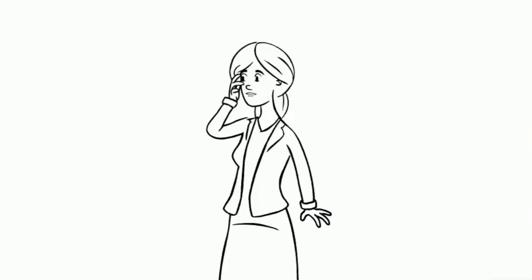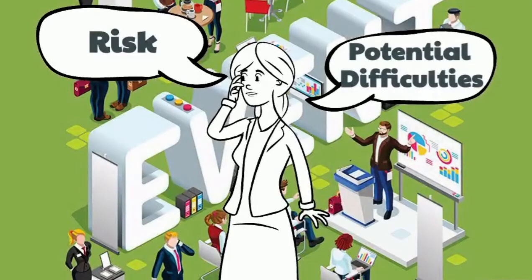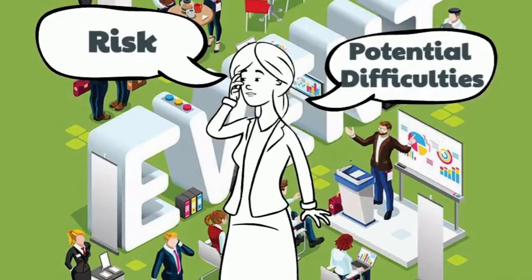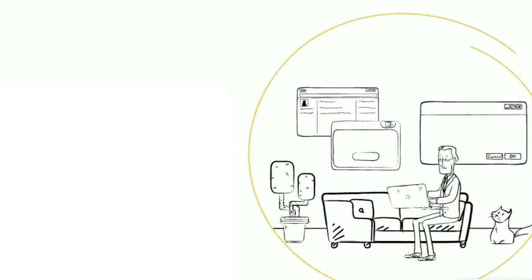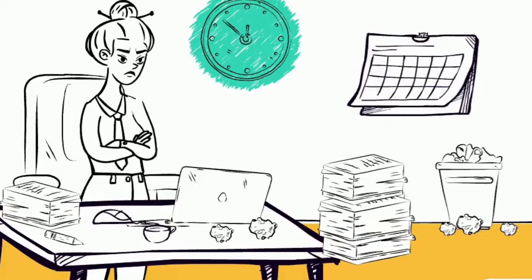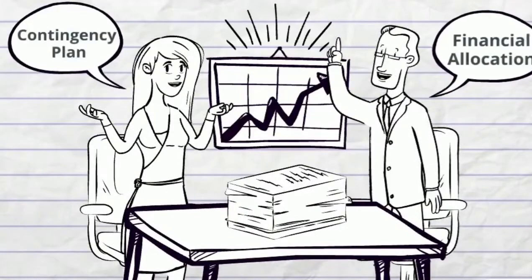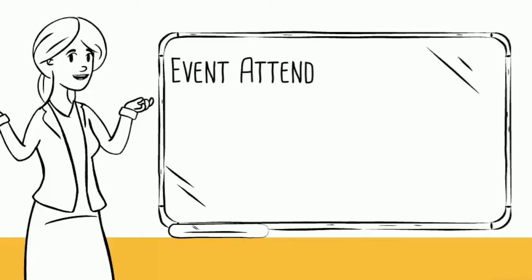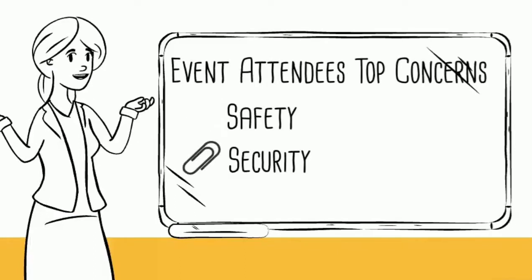The event manager should be ready to recognize risk and potential difficulties at the event, as well as how to avoid these problems and threats, and minimize the consequences if problems do arise despite best attempts to avoid them. In any scenario, it's critical to have preventative and contingency plans in place, as well as financial allocations for them. Event attendees' top concerns are safety and security, especially given the current state of affairs.